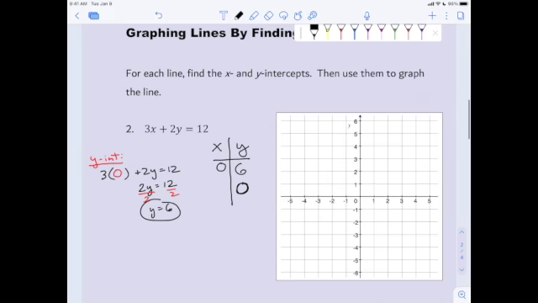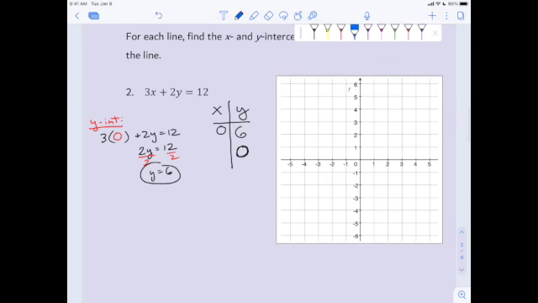Now let's get my x-intercept. Very similar. I'm going to go to that equation, 3x plus 2y equals 12, but I'm going to put in 0 for y. And when you put in 0 for y, 2 times 0 is 0. That part just drops out, and you're left with 3x equals 12, and divide to solve for x.